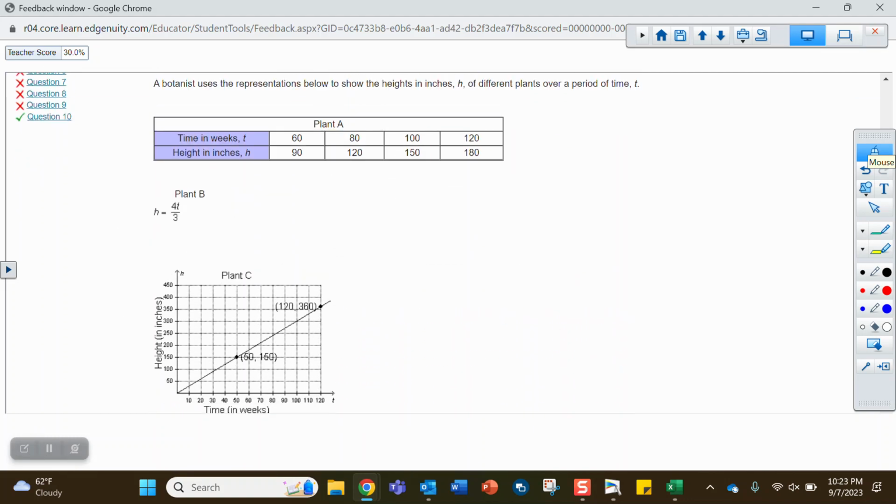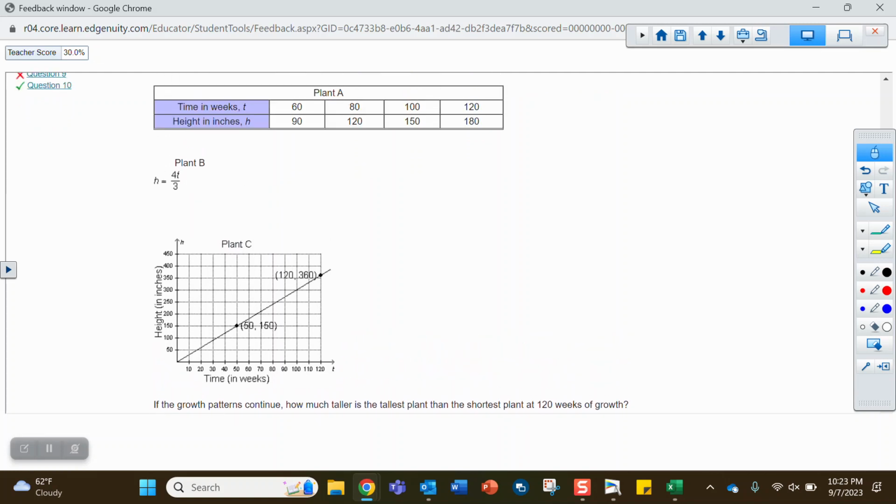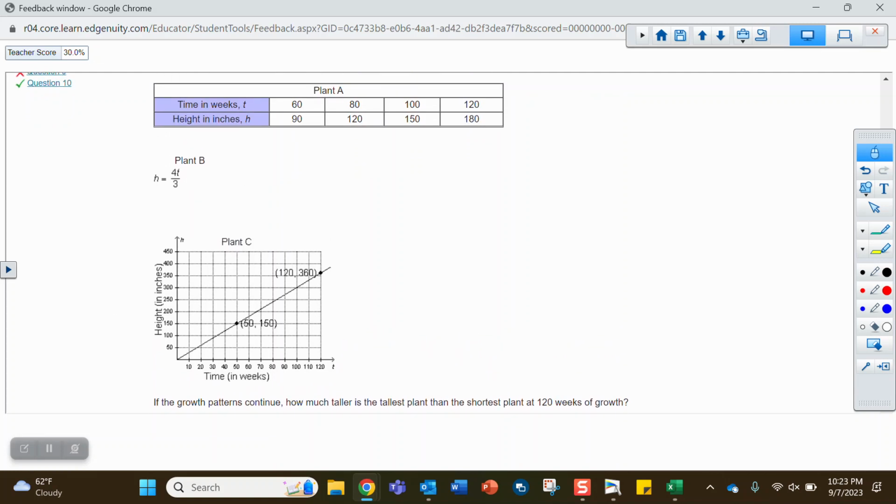Question 3. A botanist uses the representations below to show the height in inches of different plants over a period of time. If the growth pattern continues, how much taller is the tallest plant than the shortest plant at 120 weeks of growth? Well, here's 120 weeks of growth for this plant. It's 180 inches. Here's 120 weeks of growth for that plant. Yeah, 120. It's 360. So 180, this one is 360.